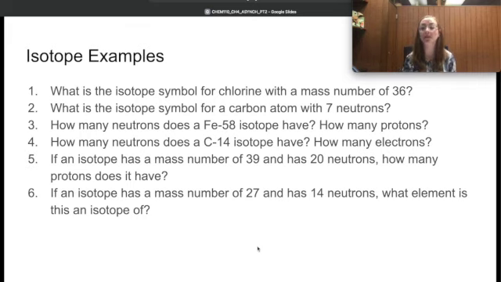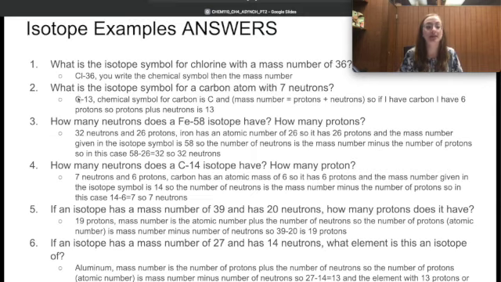Remember, mass number is number of protons plus number of neutrons. It tells me here I have 7 neutrons. If I have a carbon atom, I can look at the atomic number on the periodic table. Carbon is atomic number 6. The atomic number is the number of protons. So if I have 7 neutrons and 6 protons, I have 7 plus 6, or 13, as my mass number. So the isotope symbol here is C-13 is how I would write it.